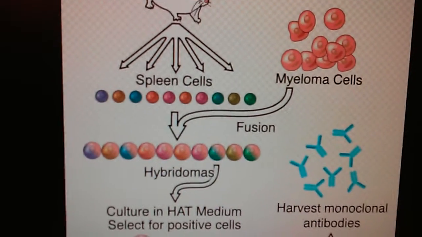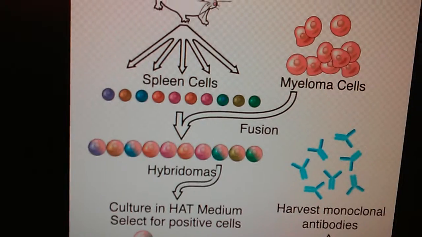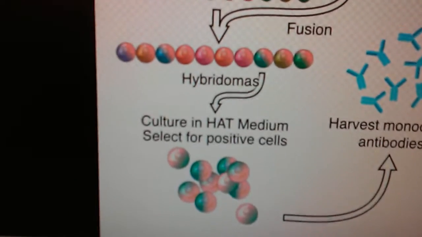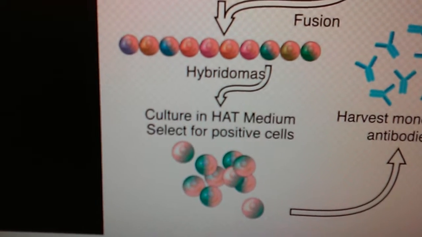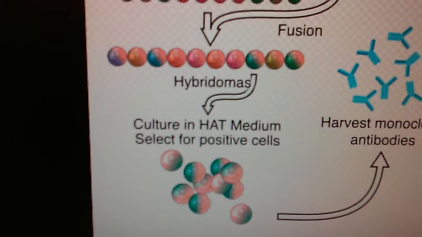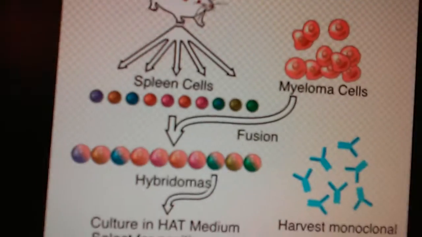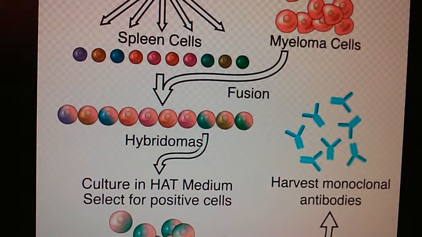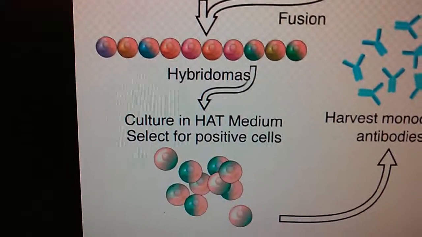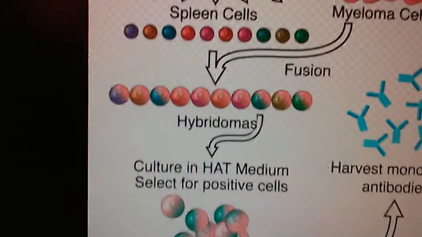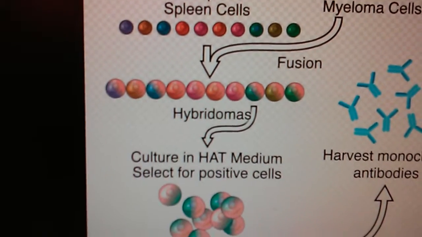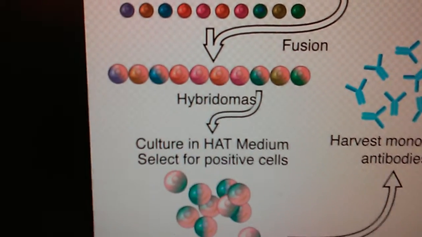Finally, the myeloma cells lack the salvage DNA synthesis pathway. So when you incubate them in the HAT medium, which blocks the de novo DNA synthesis pathway, the myeloma cells that haven't fused with your spleen cells will die because they lack the salvage pathway. Only the fused cells that have the salvage pathway genes from the spleen cells will survive. And you know that the spleen cells by themselves won't survive because they're mortal.